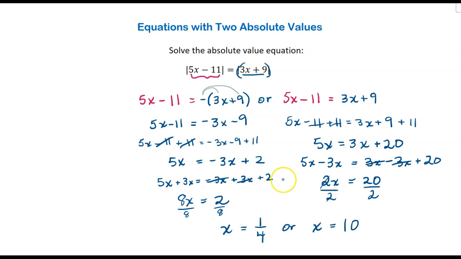Okay, x is equal to 1/4, or x can equal 10. Remember, it's possible that you could see the solution set written in brackets as 1/4 and 10.